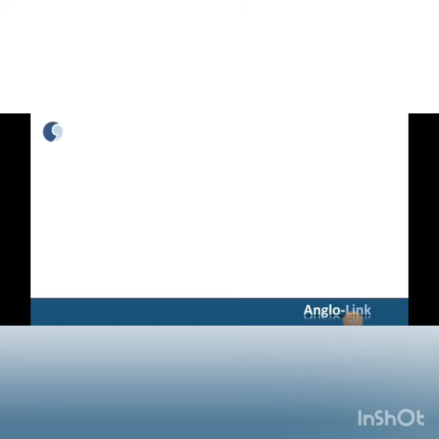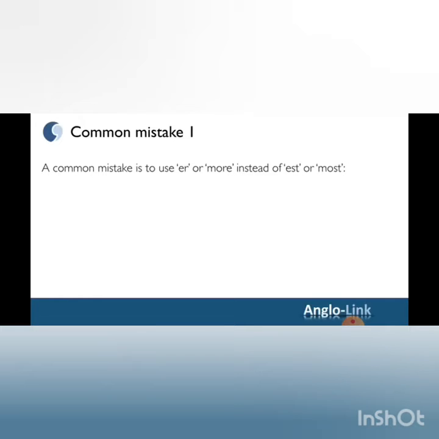Mistakes. Common mistake number 1. A common mistake is to use er or more instead of est or most. So you may hear, she is the nicer person I know. Because you want a superlative adjective here, you need to say, she is the nicest person I know. Or the mistake can be, she is the more intelligent person I know. As you now know, you need to say, she is the most intelligent person I know.